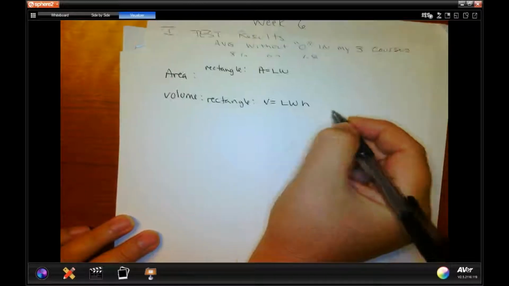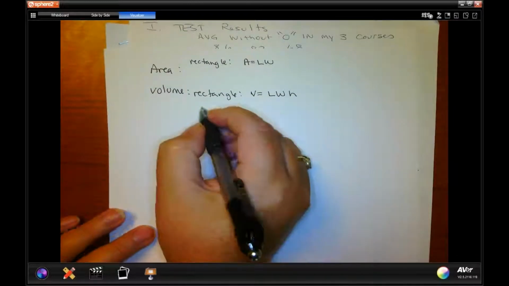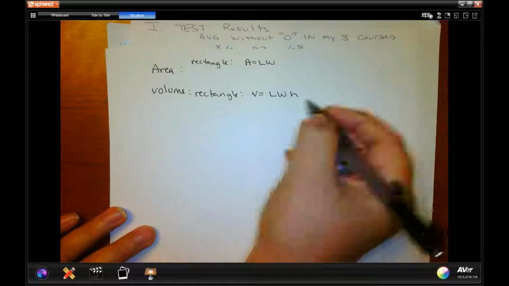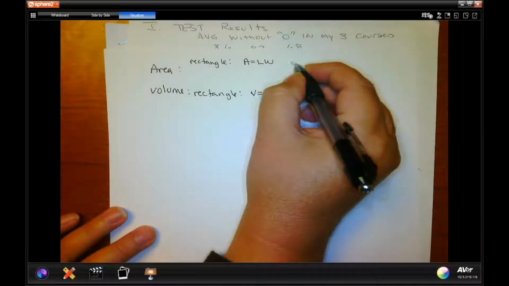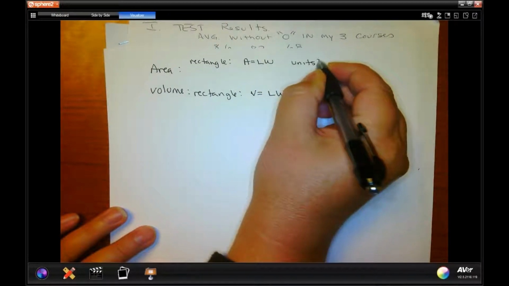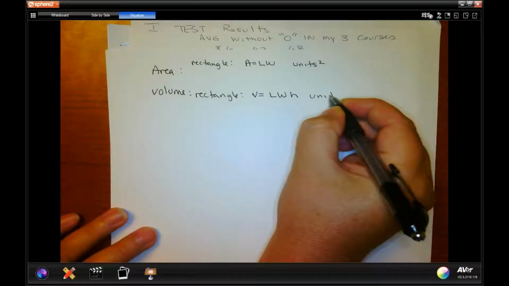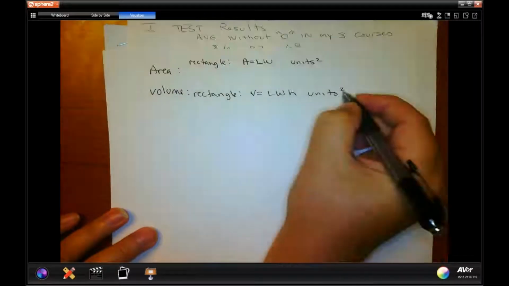Length times width times height. And remember, area is always going to be units squared. Volume is going to be units cubed.